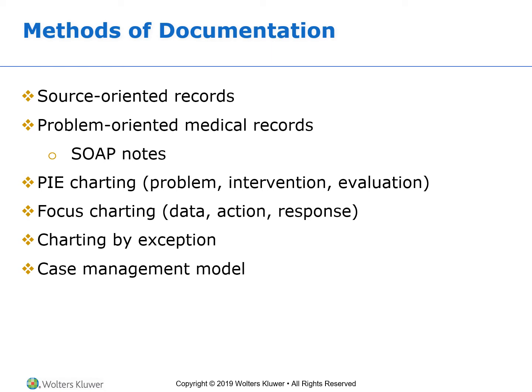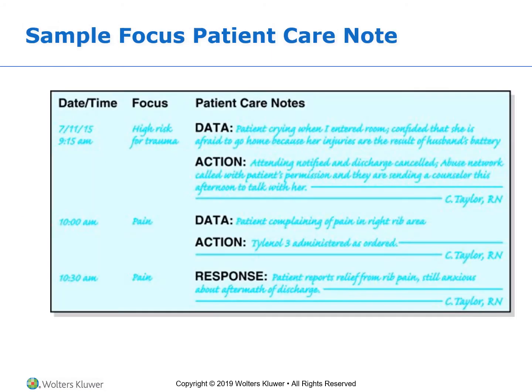And then the critical pathway. This is a case management plan that is a detailed, standardized plan of care, and it will help develop outcomes, interventions to be performed, and the sequence and timing of those interventions. And it's developed for a patient population with a designated diagnosis or procedure. So this is a sample focus care note. As you can see, we have the data and the action, or the data, the action, and the response.